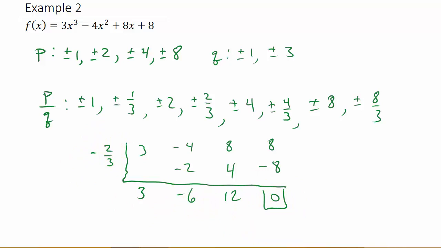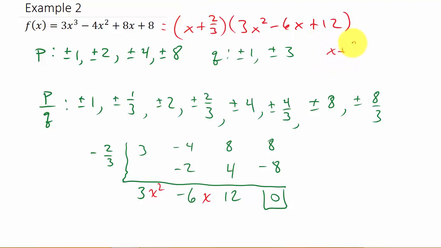Now remember what this means: that's 3x squared minus 6x plus 12. In other words, if we're starting to factor it, that can be written as x plus 2/3 times 3x squared minus 6x plus 12. Okay, that's factoring it out. Now, we need to take this thing, set it equal to 0, and solve, because we've already got our 0 here. If you set this equal to 0, then we get x equals negative 2/3. See, there's the negative 2/3.